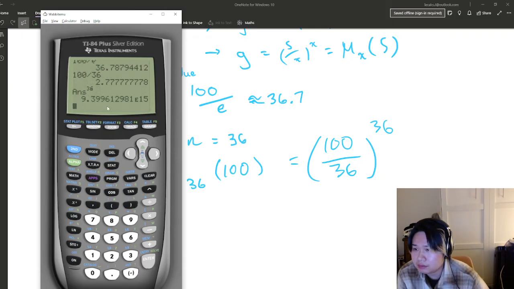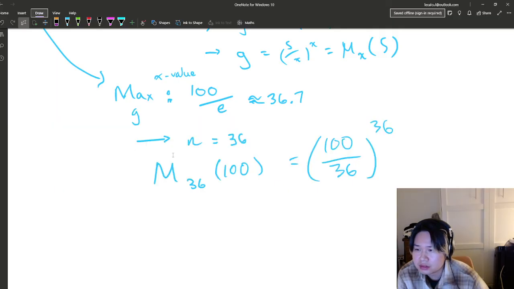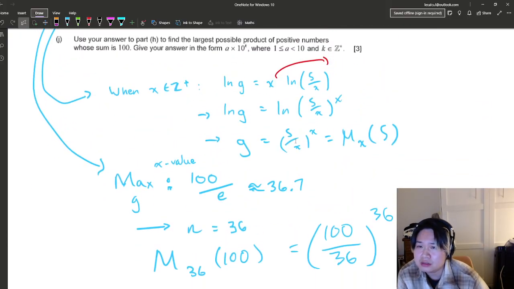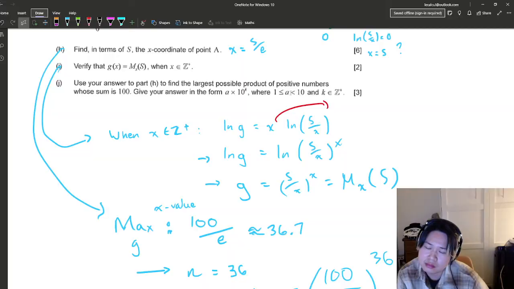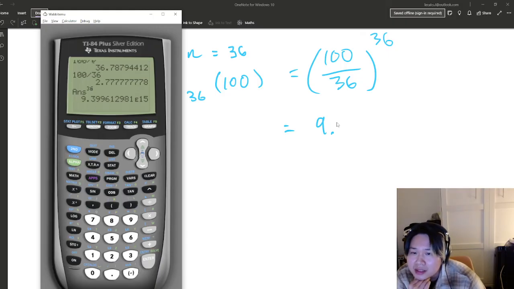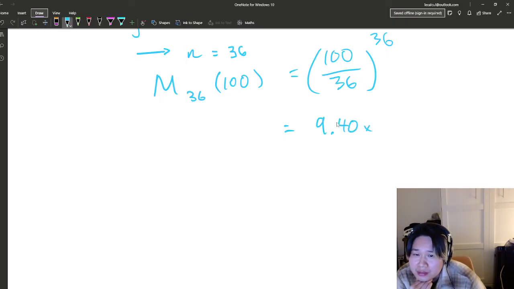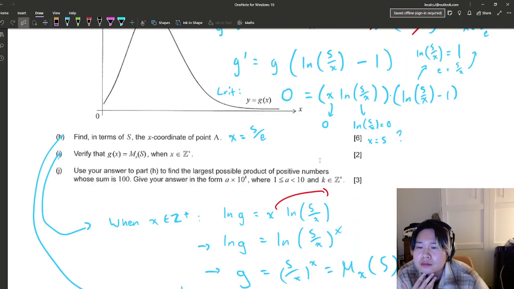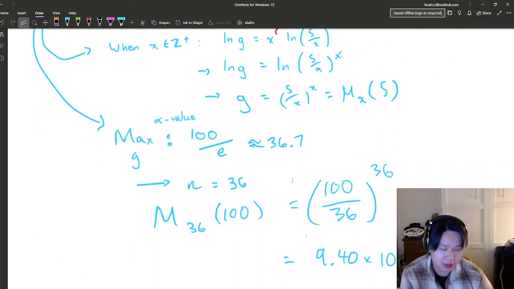And then what do they want? Give your answer in the form A times 10 to the k. A is between 1 and 10. Okay, just scientific notation, right? Why do they say between 1 and 10? Whatever. 9 point, oh yeah, because it's 9.40 times 10 to the 15, according to this. Okay, and then we're done.